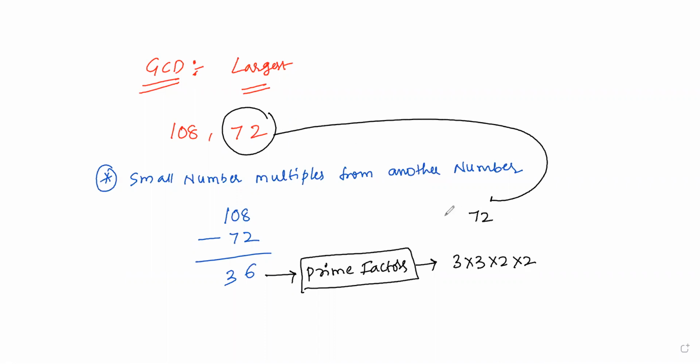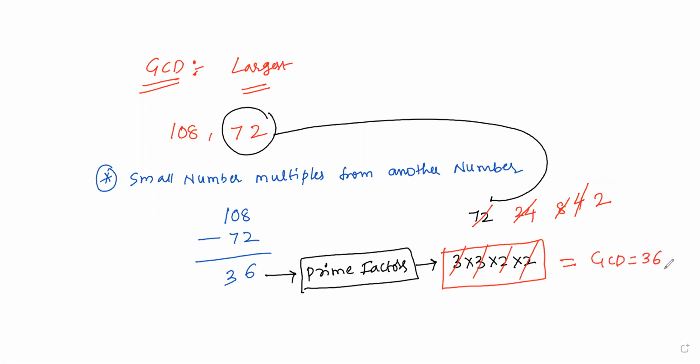Now follow my instructions carefully. This number is cancelling this number 24 times. This number is cancelling this number 8 times. This is cancelling this number 4 times. And this number is cancelling 2 times. So all numbers are cancelling one by one. So we can say that the GCD becomes here 36.